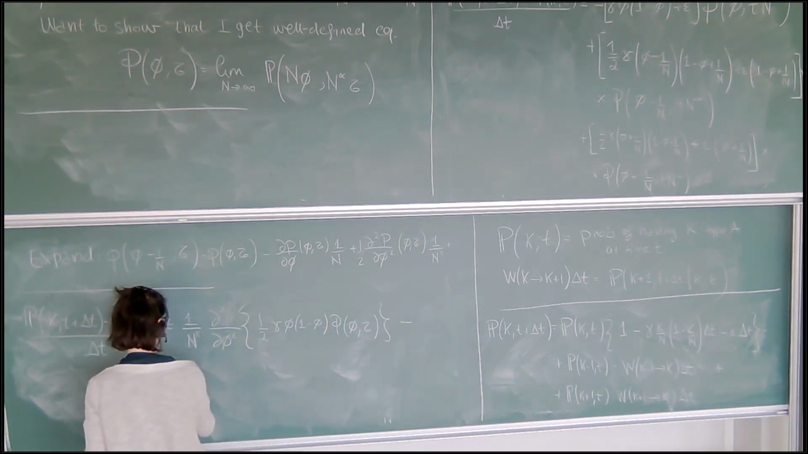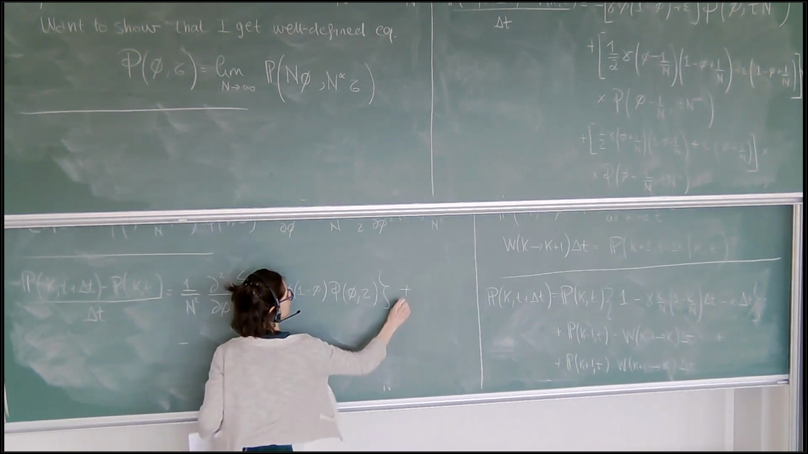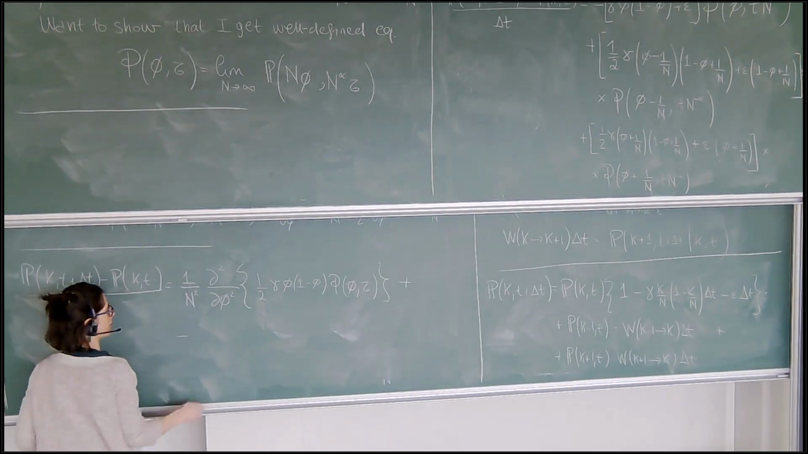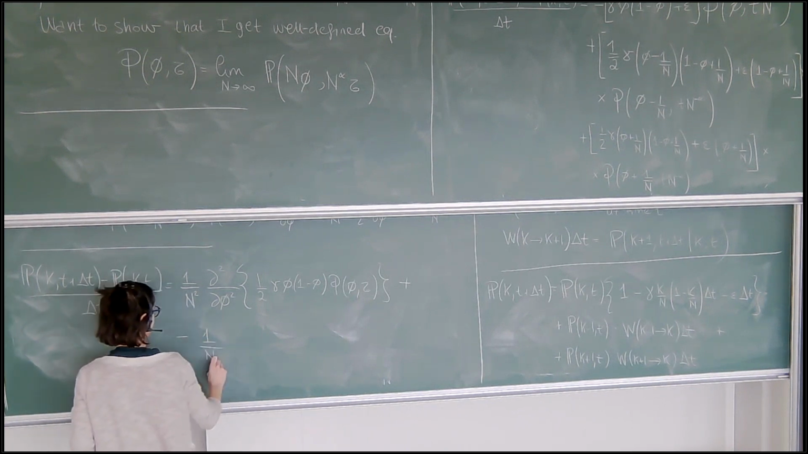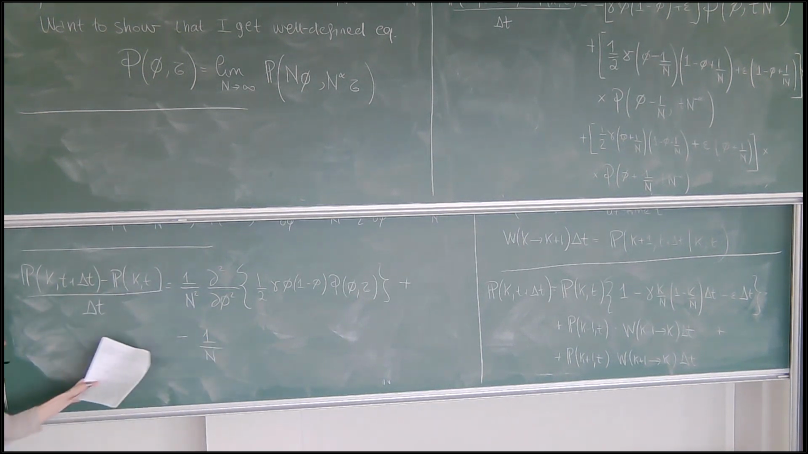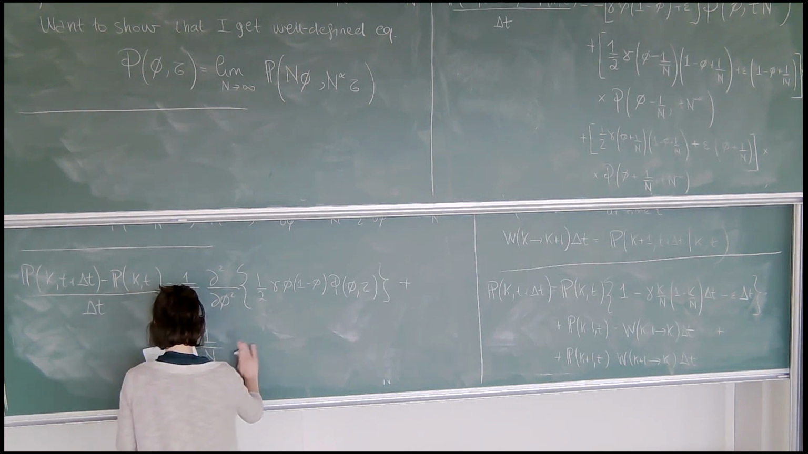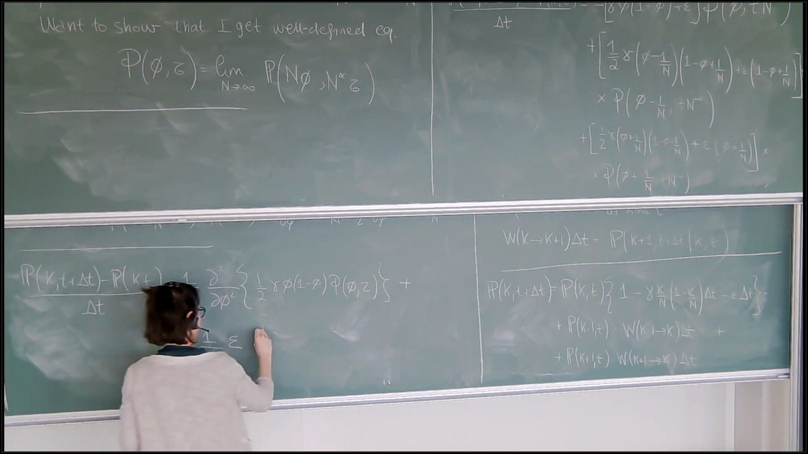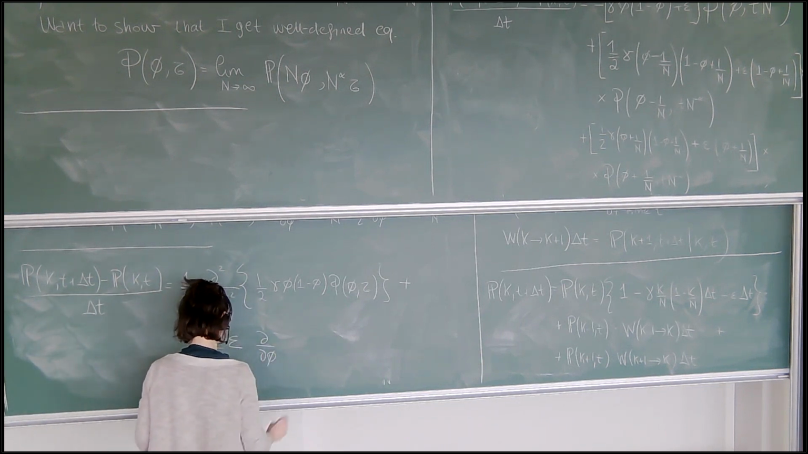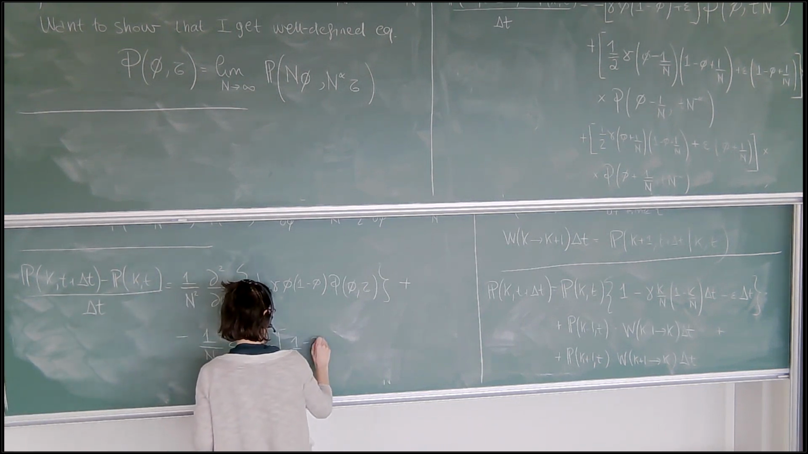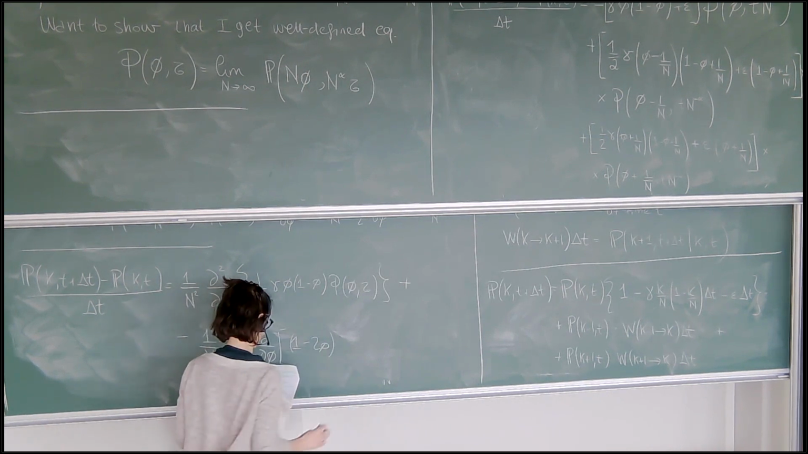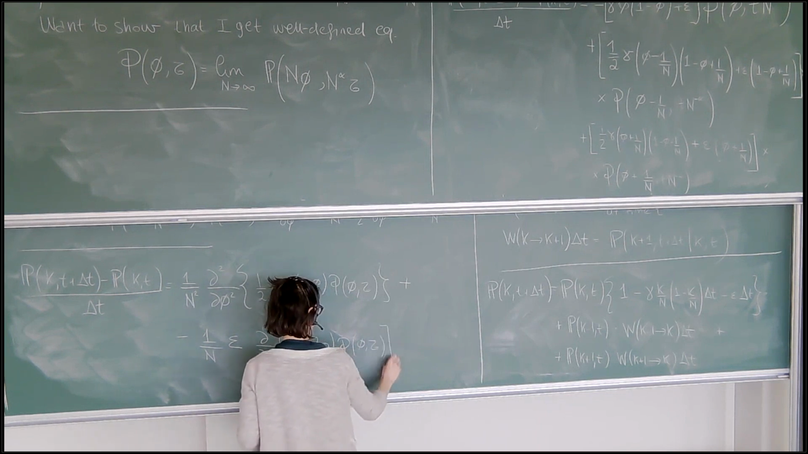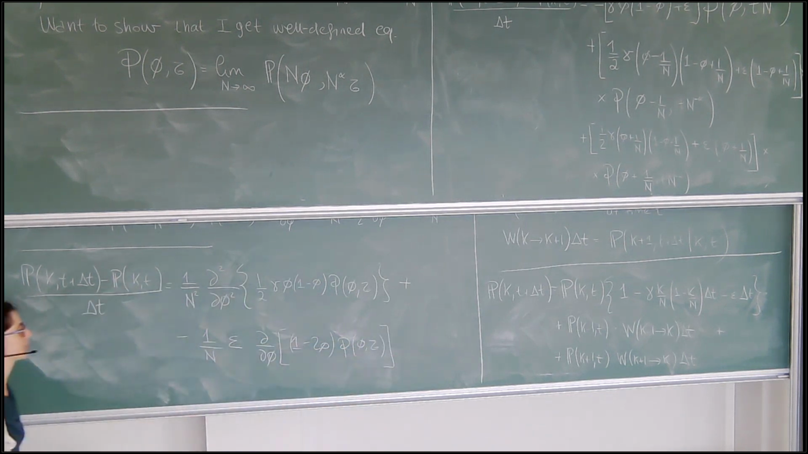Minus, so plus minus, nope, a term which looks like this. So there is a term 1 over n epsilon d over d phi of 1 minus 2 phi times your p. Okay.